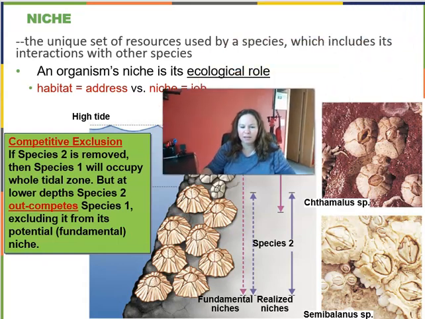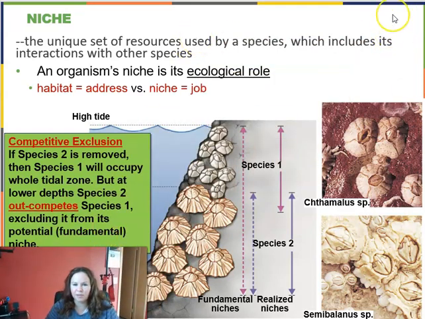In community ecology, we often define a species' niche. That's the unique set of resources used by a species, which includes its interactions with other species. An organism's niche is its ecological role. It's like your role in your habitat. A habitat is like an address, and your niche is like your job within that habitat.